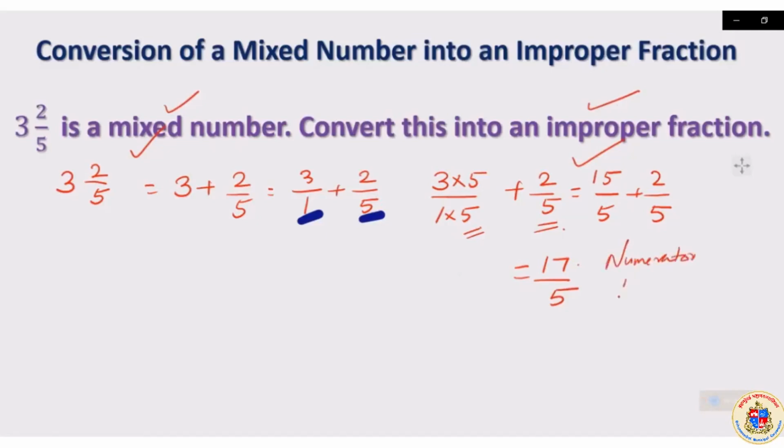And there is an easy, simple technique to convert a mixed number into an improper fraction, which you have also studied. I will just write it for you. 3 and 2 upon 5 can be directly converted into 17 upon 5 in a very shortcut method also.